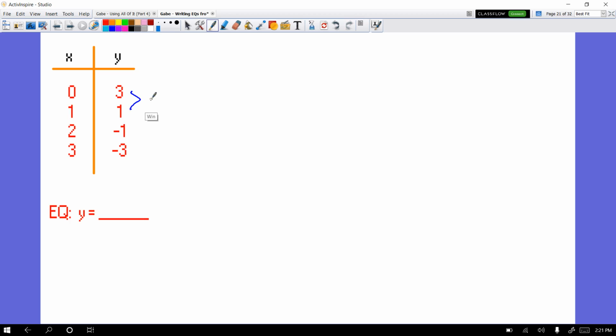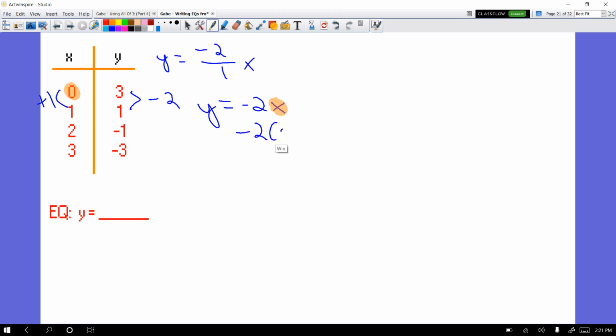Three to 1 is minus 2 plus 1. So we got negative 2 over 1. Or we can simply write it as negative 2x. I'm going to take 0 as my x value, and I'm going to plug it in for x. Negative 2 times 0 is 0. Should be 3. How do I go from 0 to 3? Plus 3. I'm going to use this equation as my checking equation.